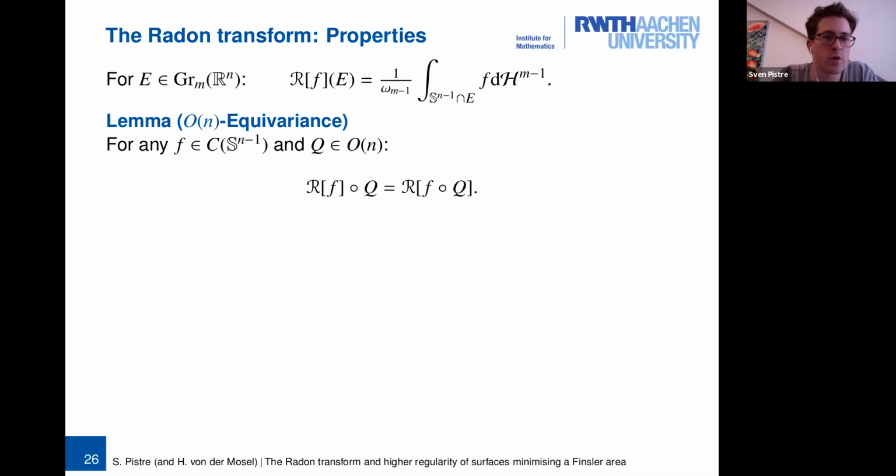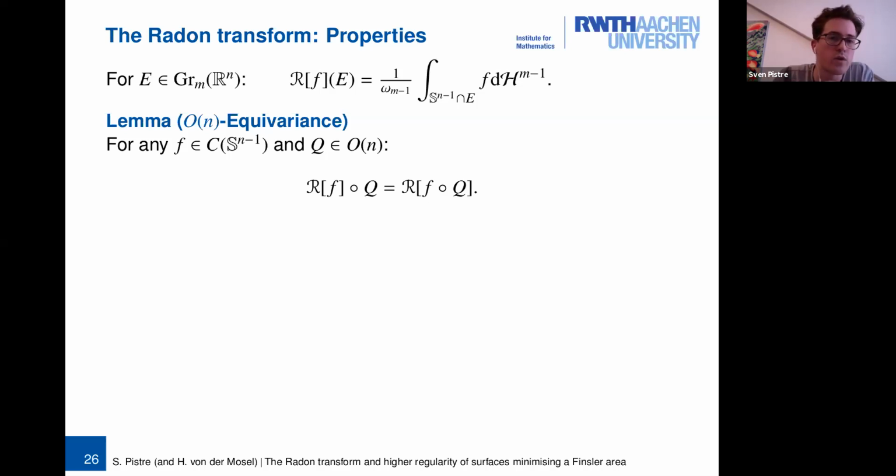And this equivariance property, I've mentioned this before, you need to show that the Radon transform maps into the continuous functions on the Riemannian manifold, and there you can use this equivariance. And you also need to lift this to a bundle map. You also need to have this equivariance property. So this is really a crucial property.